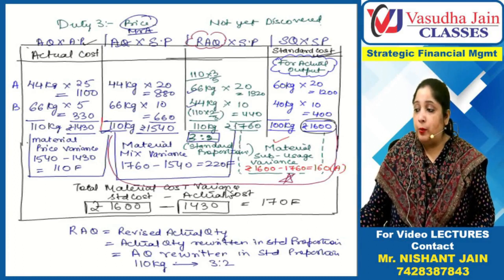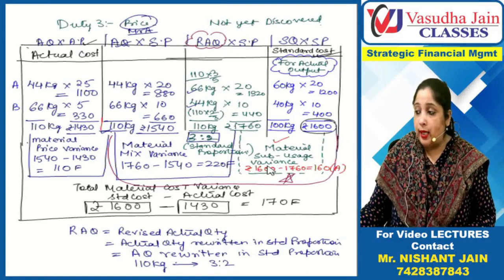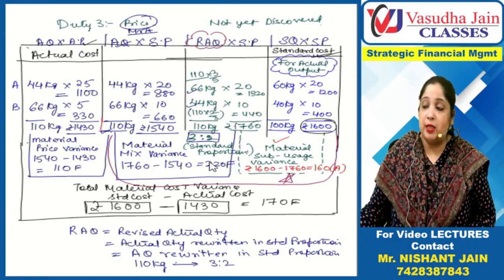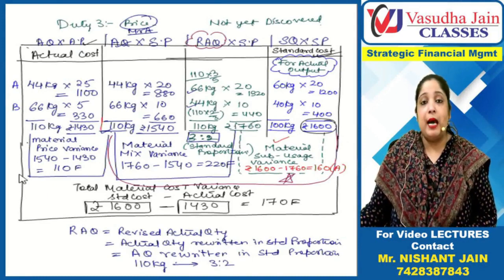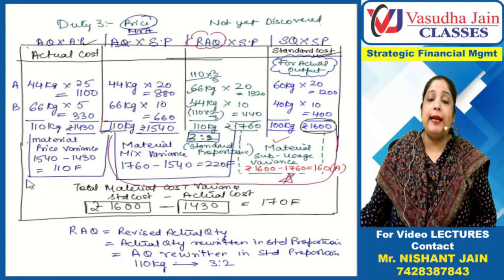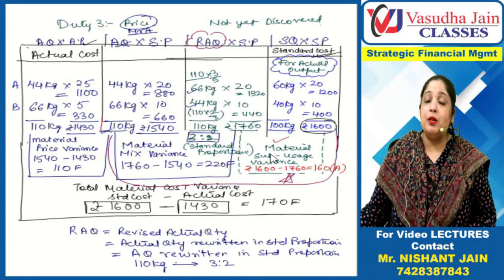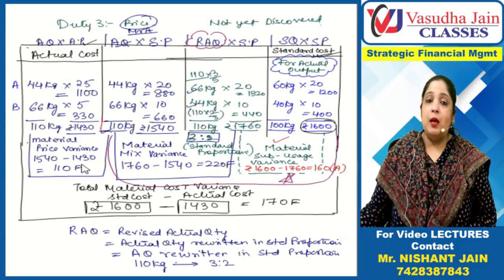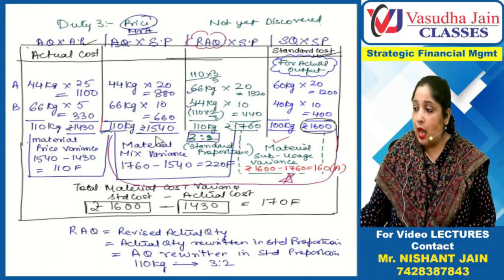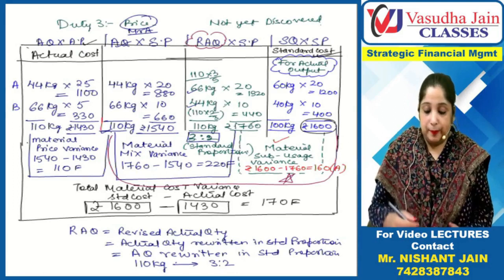It has been attributed to three reasons. First reason is that you have used more quantity. Then second is that you have changed the proportion. And third is your price. In MCQ, this can be asked: what are the reasons behind the material cost variance? So you should know the reasons behind the material cost variance are the usage, the mixing, and the pricing. Okay, now comes the rectification or the mugging part.